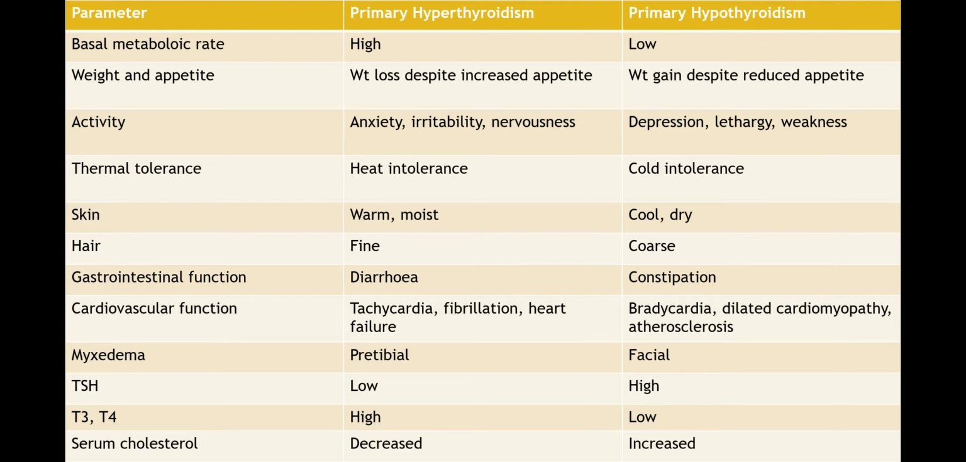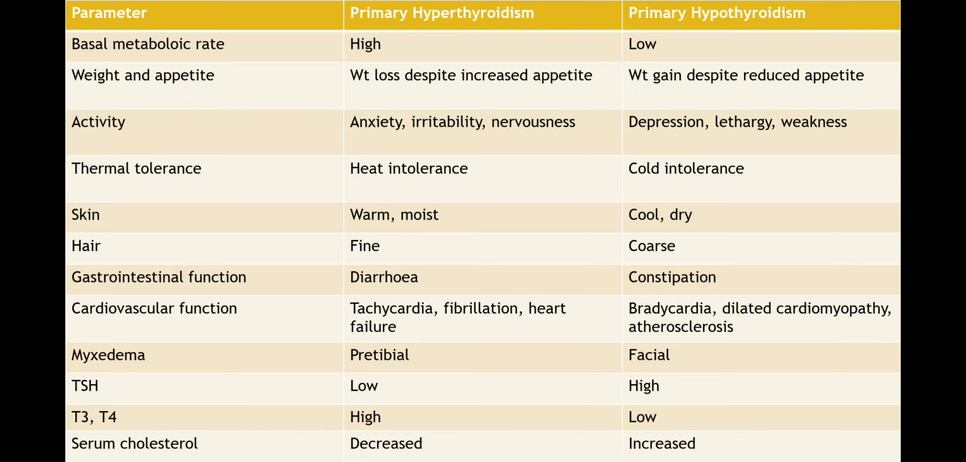Here we will sum up the difference of primary hyperthyroidism and primary hypothyroidism. The BMR is high in primary hyperthyroidism and low in primary hypothyroidism. The weight loss is there in primary hyperthyroidism despite increased appetite, while primary hypothyroidism shows weight gain despite reduced appetite. The person shows anxiety, irritability, and nervousness in primary hyperthyroidism and depression, lethargy, weakness in primary hypothyroidism.